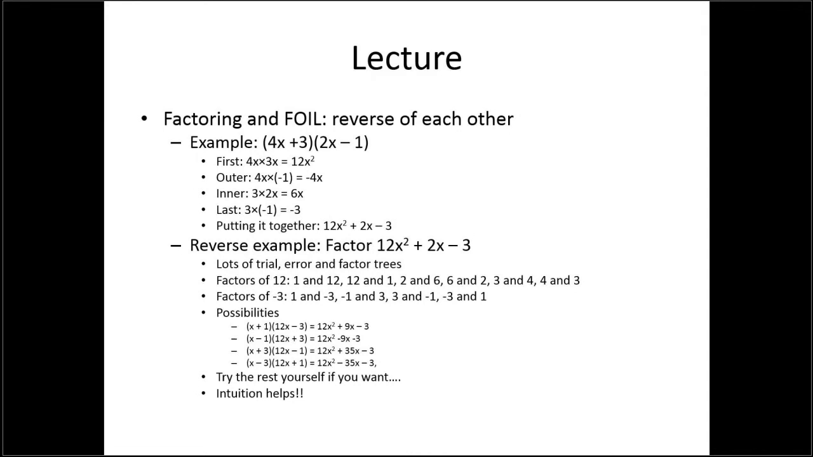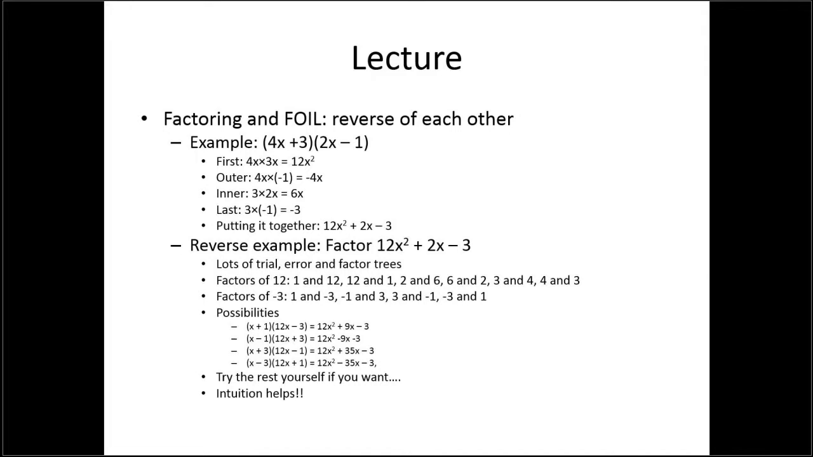Okay, so the next thing we're looking at are factoring and FOIL, which are kind of inverses of each other. If you remember, FOIL is multiplying two binomials, like you have here, 4x plus 3 times 2x minus 1. And I guess this is a lot of mnemonics for one lecture, but FOIL stands for you do the first terms, the outer terms, the inner terms, and the last terms. It's just a way to make sure that you remember to do all of the terms.